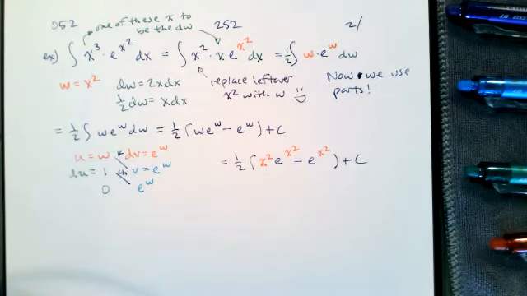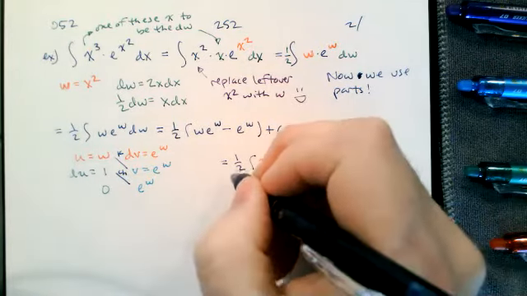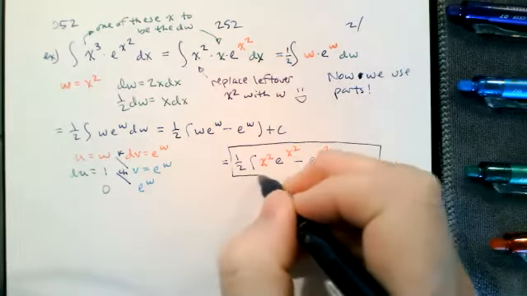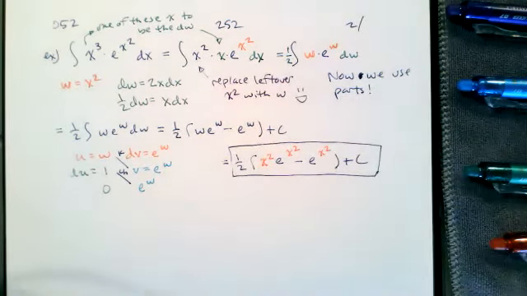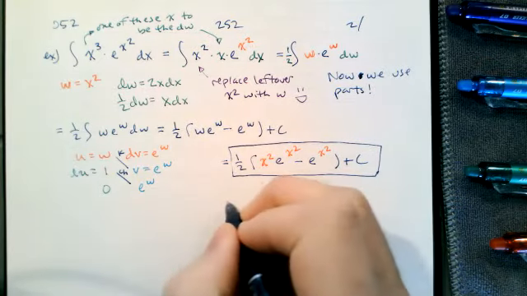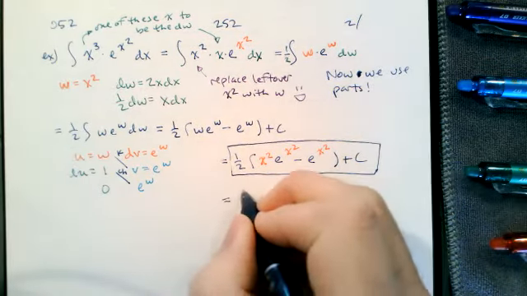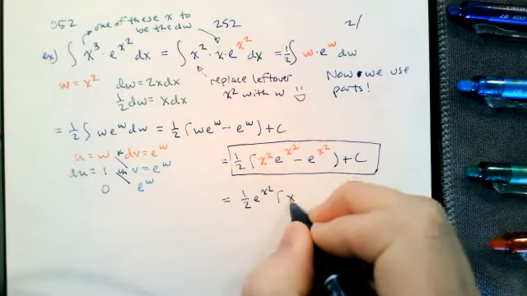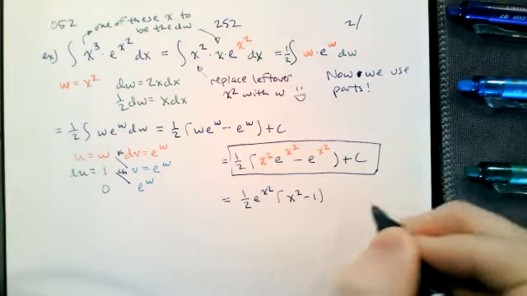If you wrote this for an answer, as long as the parentheses were all in place, that's fine to leave the 1/2 hanging out there. If you multiply the 1/2 in, that's pretty good. Although there's that e to the x squared hanging out inside the parentheses. So probably a better way to write this would be to factor out the e to the x squared and write this as 1/2 e to the x squared times x squared minus 1.